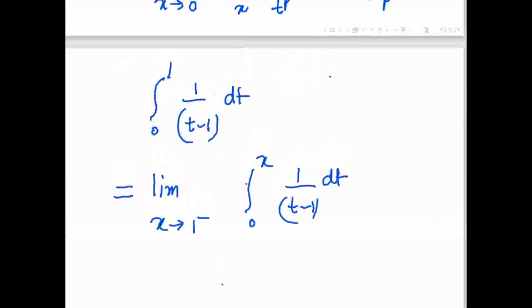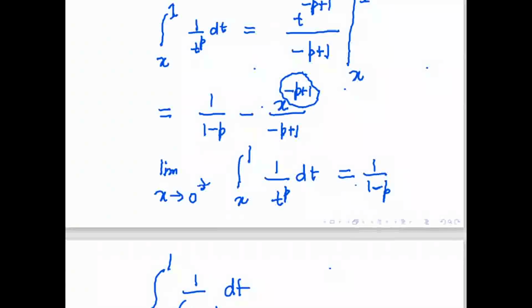I said x to the power of minus p plus 1 by minus p plus 1. Sir, how did that become 0? Which one, this one? Yes, sir. If x is 0 and the power is positive, then it will give 0. If the power is negative, it will give infinite. Right? 1 upon x, with x tending to 0, will give infinite.